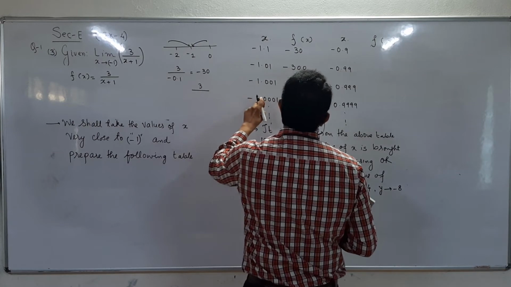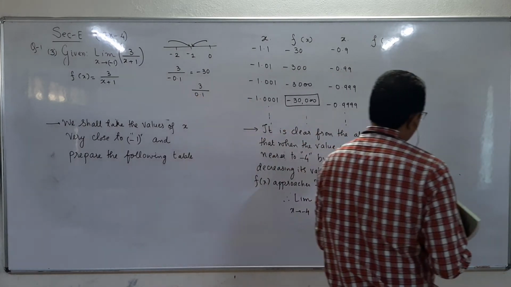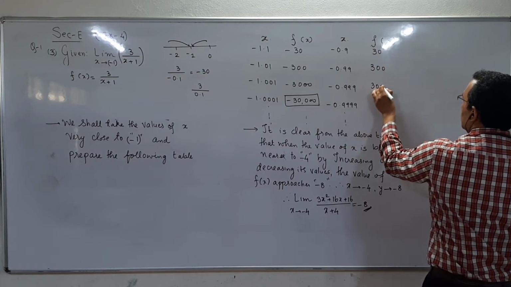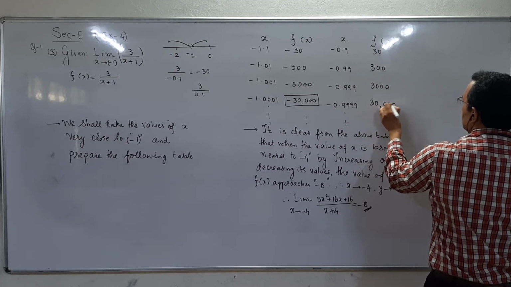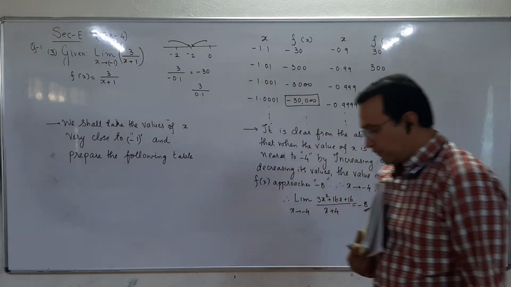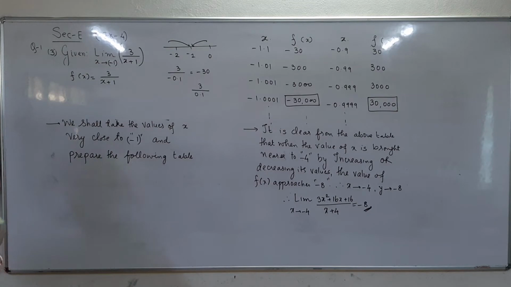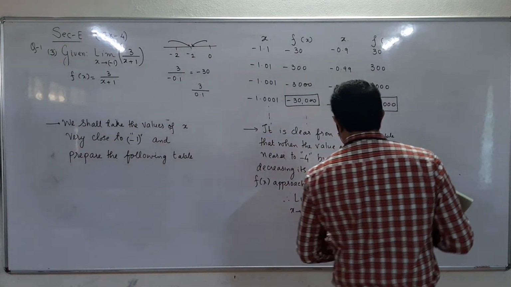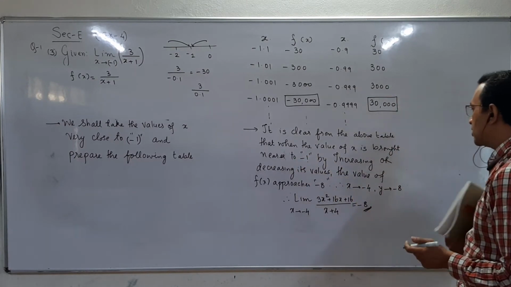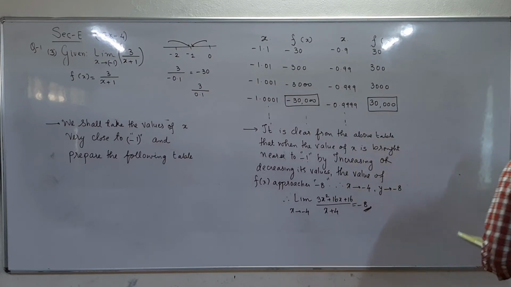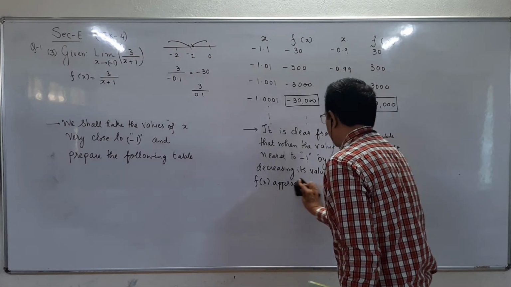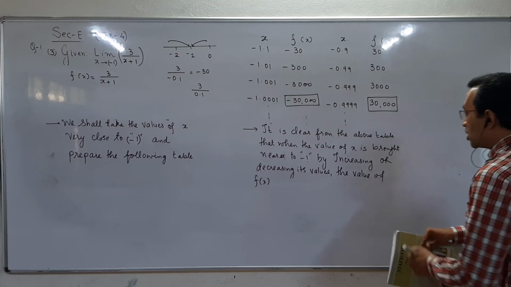3 divided by minus 0.9 plus 1, so 0.1, so this will be plus 30. This will be plus 300. This will be plus 3000. And this will be plus 30,000. Check. These are significantly different values. F of x is not approaching a common value. So, it is clear from the above table that when the value of x is brought nearer to minus 1, by increasing or decreasing its value, the values of f of x do not approach a common value.